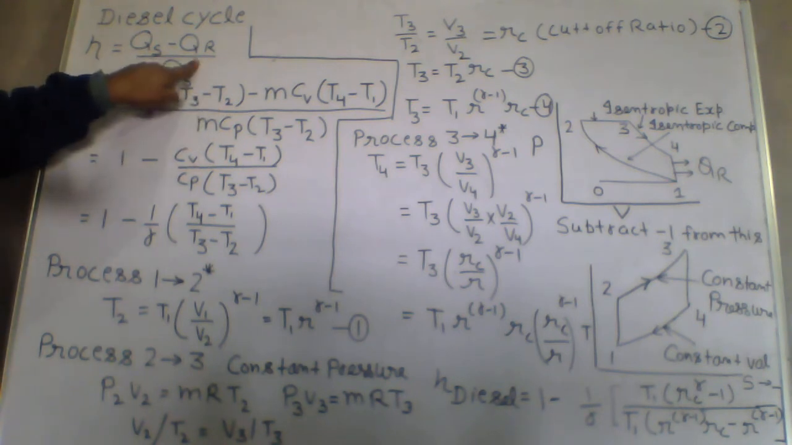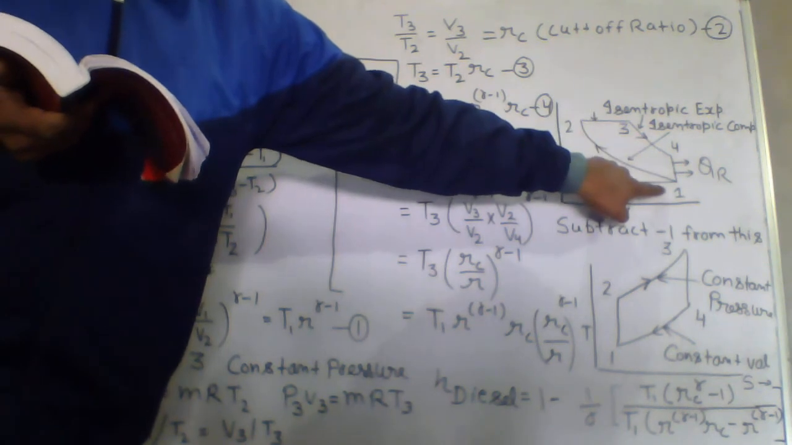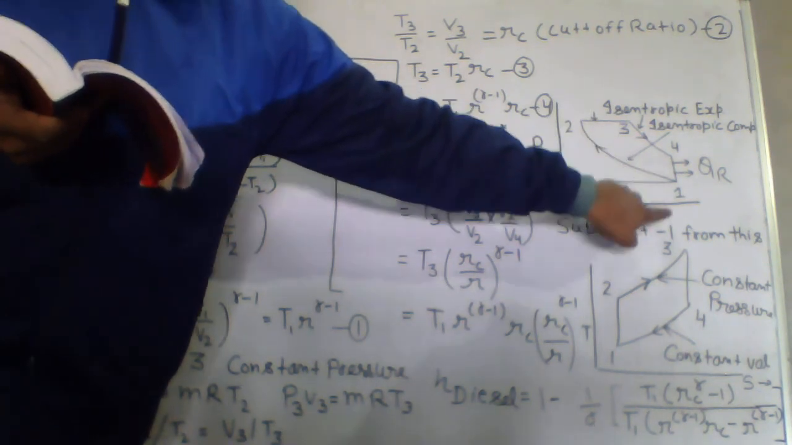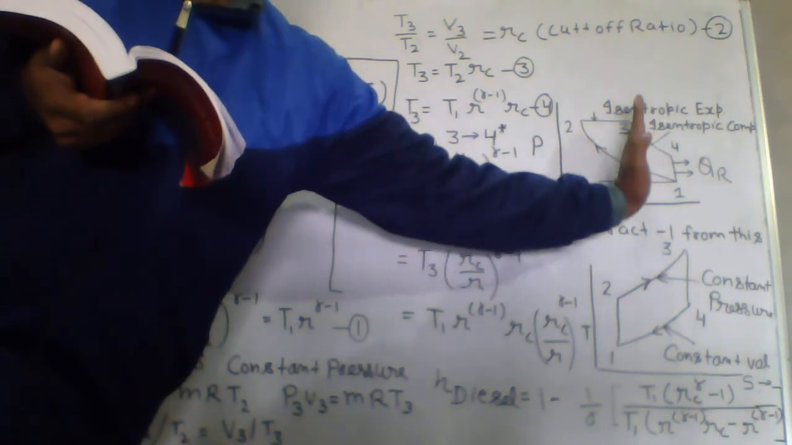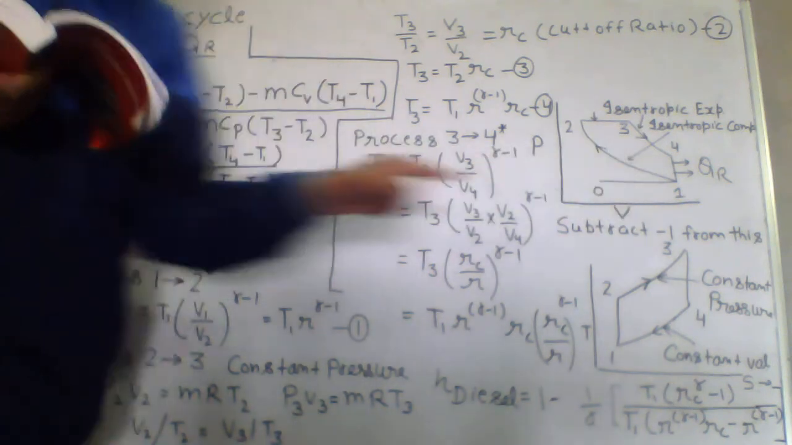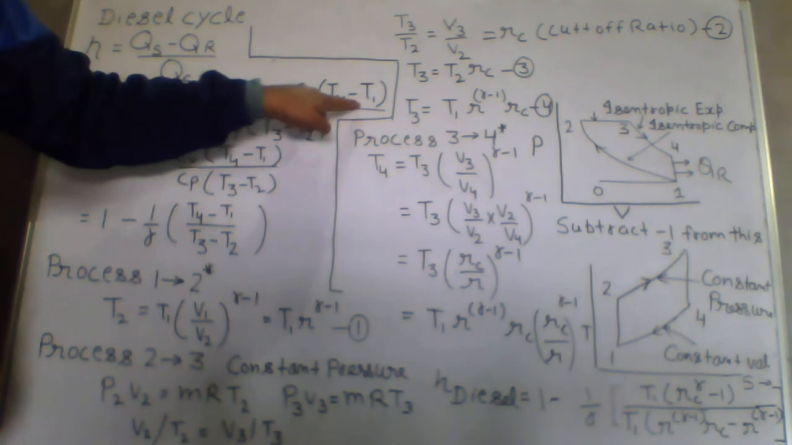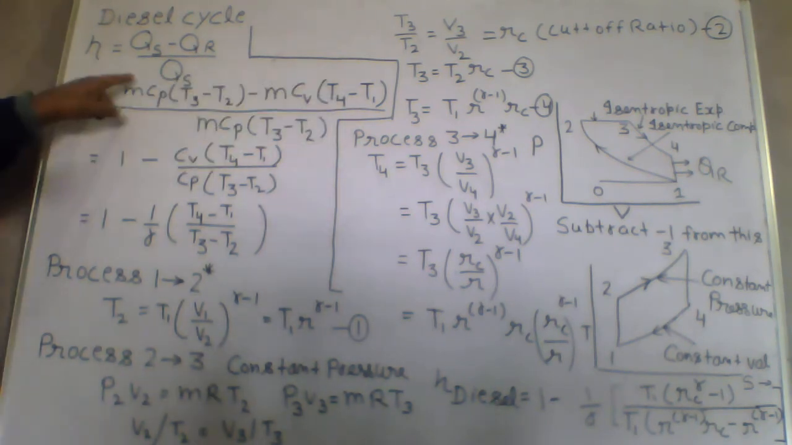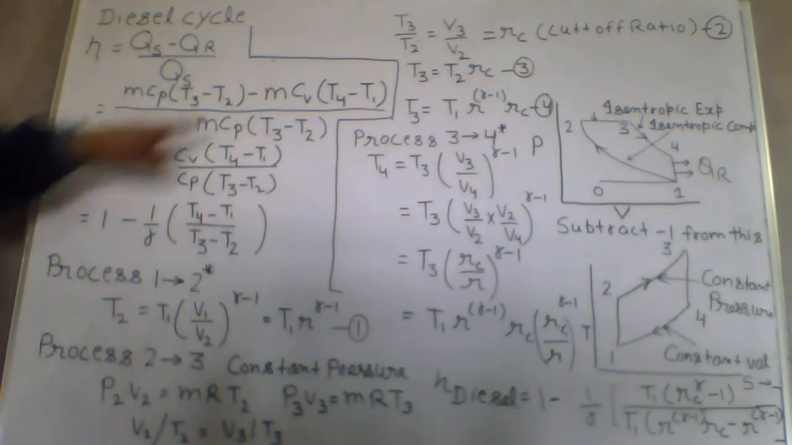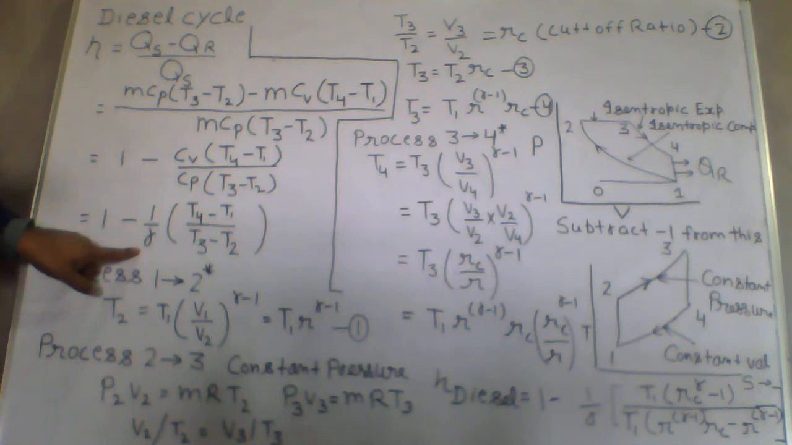While what is heat rejected? This is the heat rejection from 4 to 1. You can clearly see from 4 to 1 heat rejection is at constant volume, so it is vertical. 4 to 1 is vertical, so it means the volume is constant. So heat rejection is m Cv (T4 minus T1) divided by heat supplied. This will cancel out, and we will get this equation here: 1 minus 1 by gamma, (T4 minus T1) divided by (T3 minus T2).